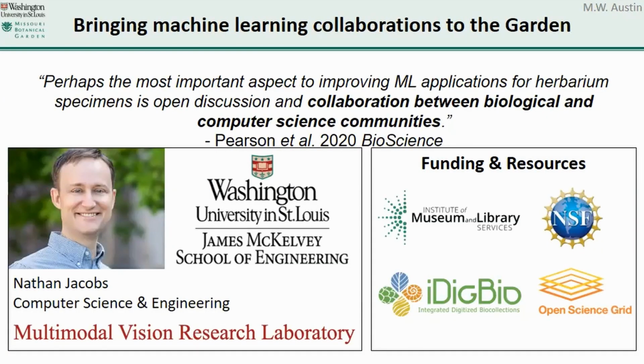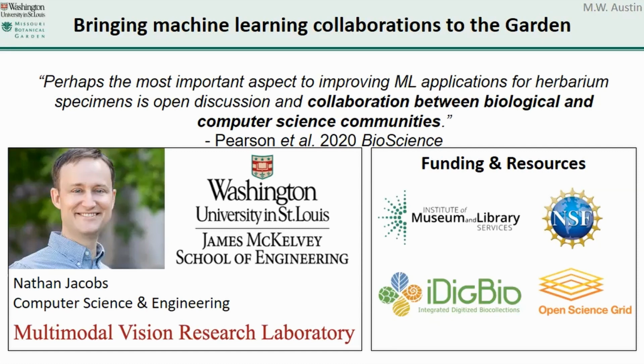To fully realize the potential for machine learning applications to herbarium imagery, we need collaboration between biological communities and computer science communities. And I have a collaborator, Nathan Jacobs at Washington University's McKelvey School of Engineering in the Computer Science and Engineering Department, who's decided to collaborate with the garden on efforts to apply machine learning to herbarium imagery. Nathan is an expert in applying learning-based algorithms to extracting trait data from large data sets of images, and he even has an ecological bent.